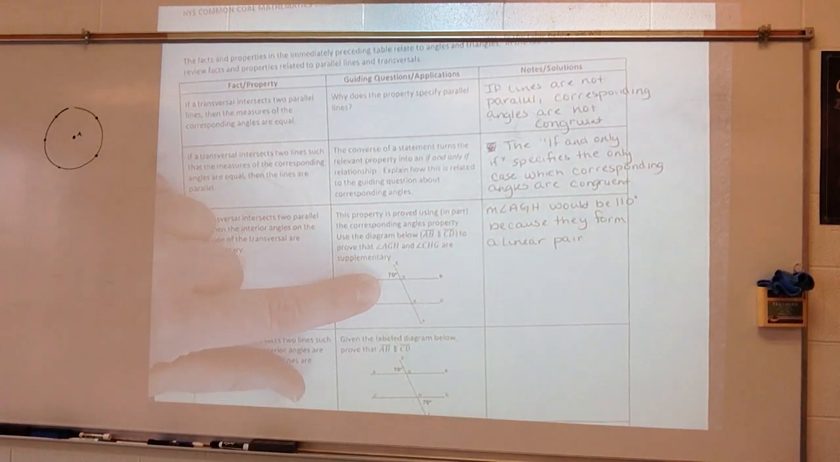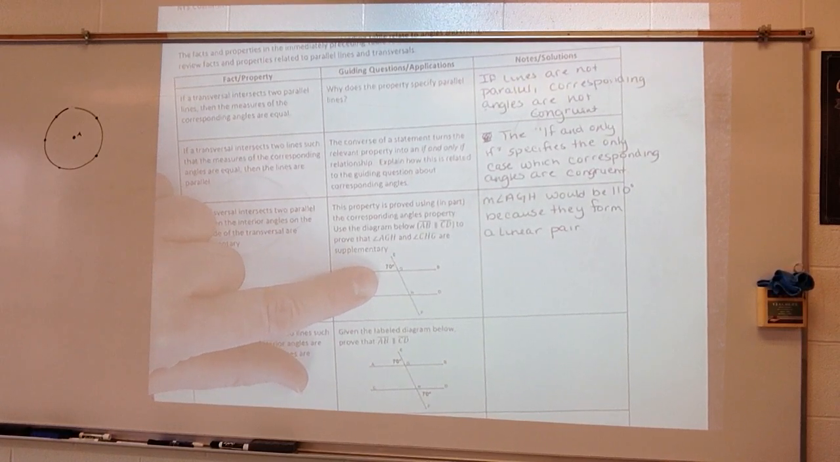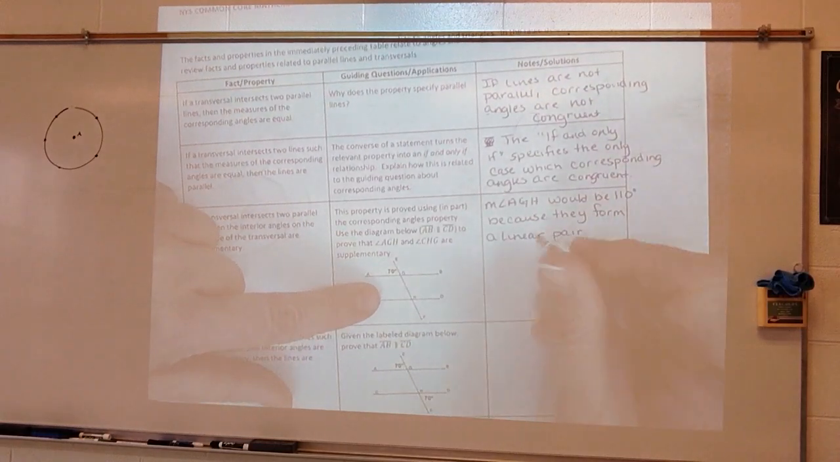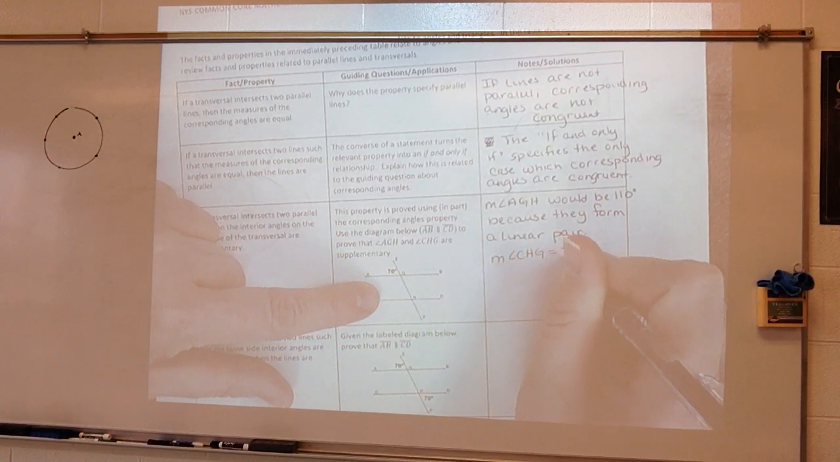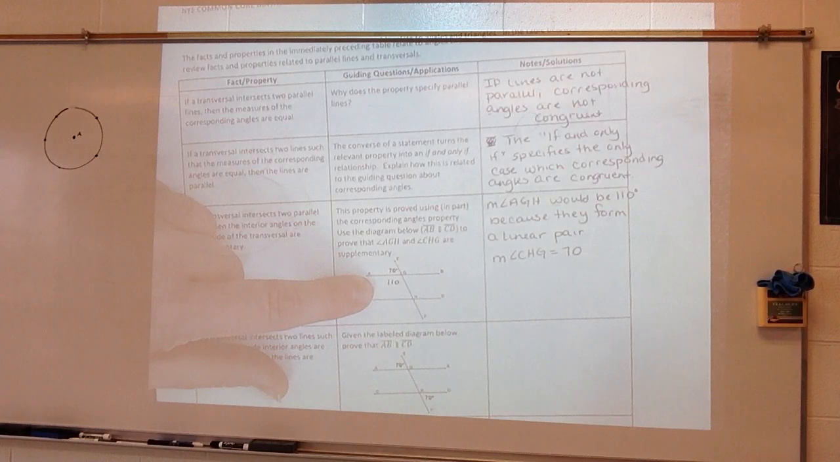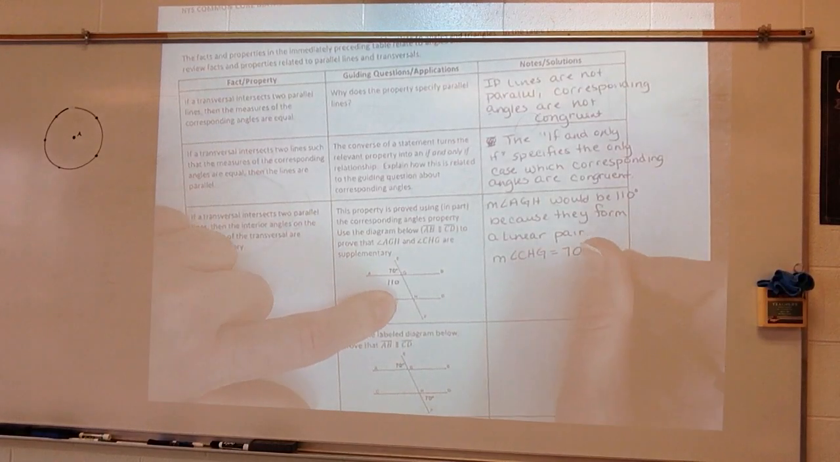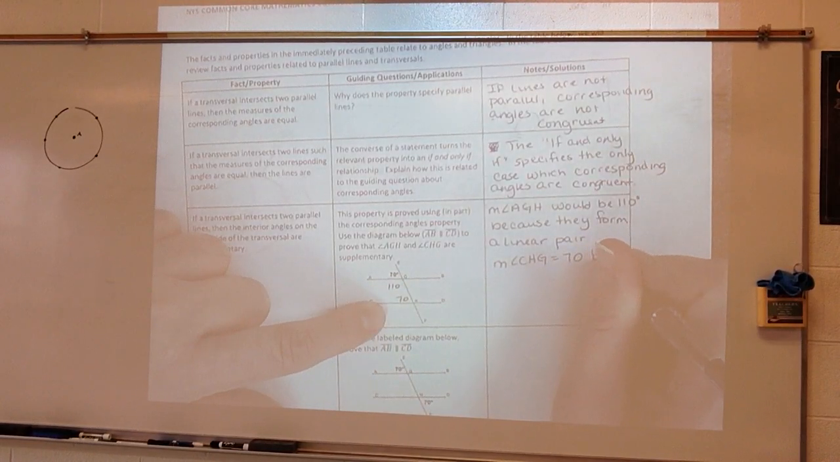Alright, so they form a linear pair. And if angle CHG is 70, then I know 180 minus 70 is 110. Because of corresponding angles, the measure of angle CHG is 70. So AGH, we figured out, is 110, and CHG would be 70 because of corresponding angles.